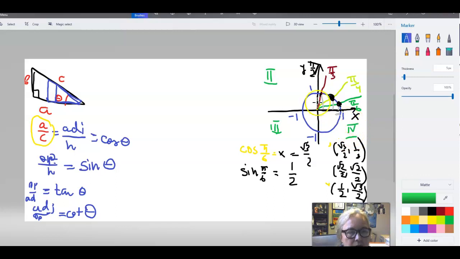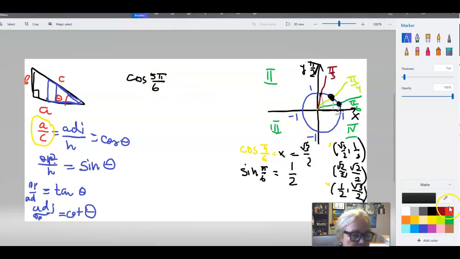The idea is that we use these acute angles, pi over 6, pi over 4, pi over 3, as reference angles. So for instance, what example can we have here? Say we need to find the cosine of 5 pi over 6.